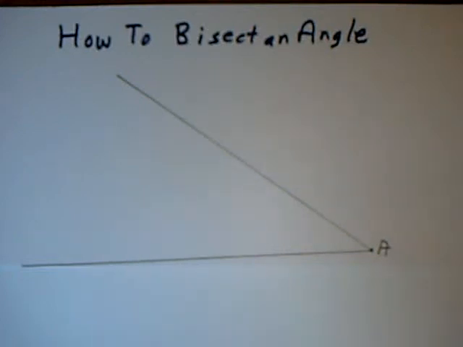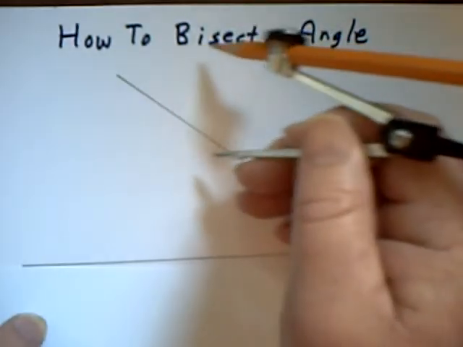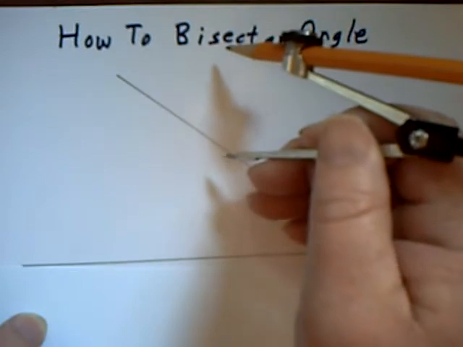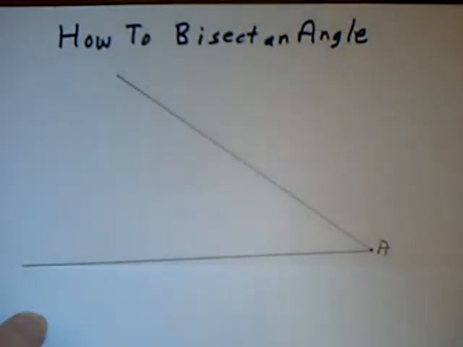Okay, I'm going to show you here how to bisect an angle. Now, bi means two, and sect means cut. So we're going to cut it into two equal parts, using only a compass, which I have here, and a ruler, or a straight edge.